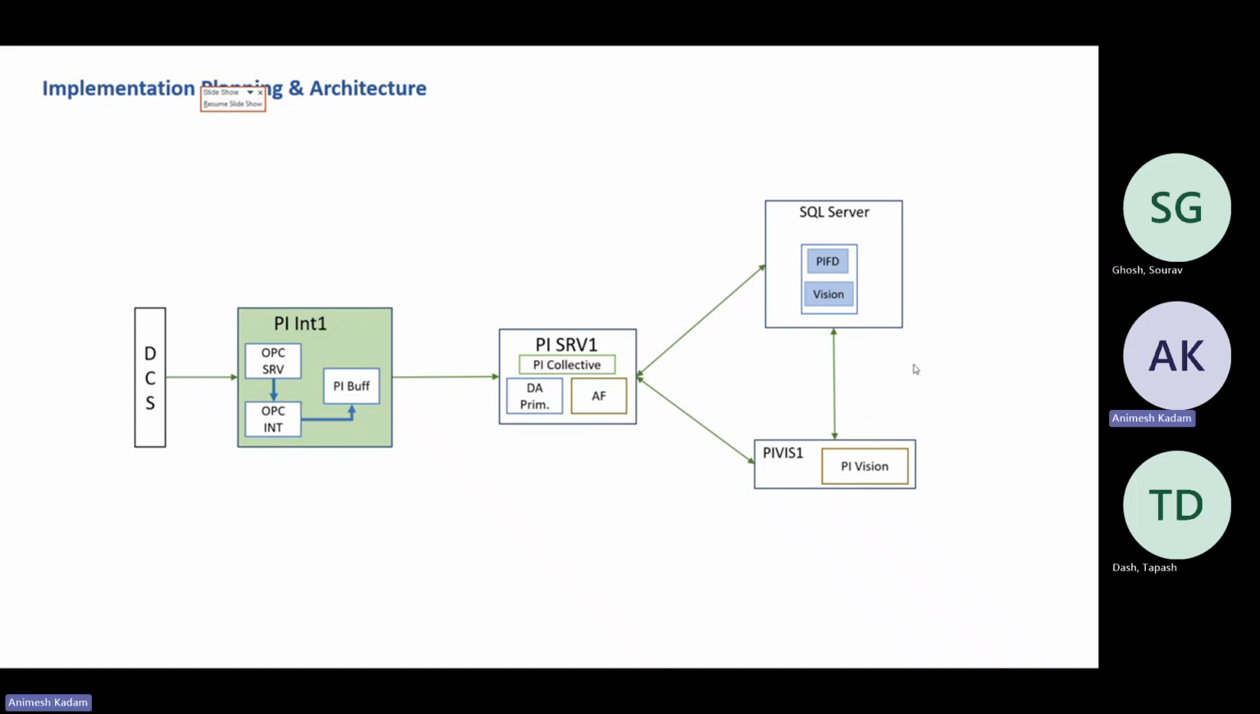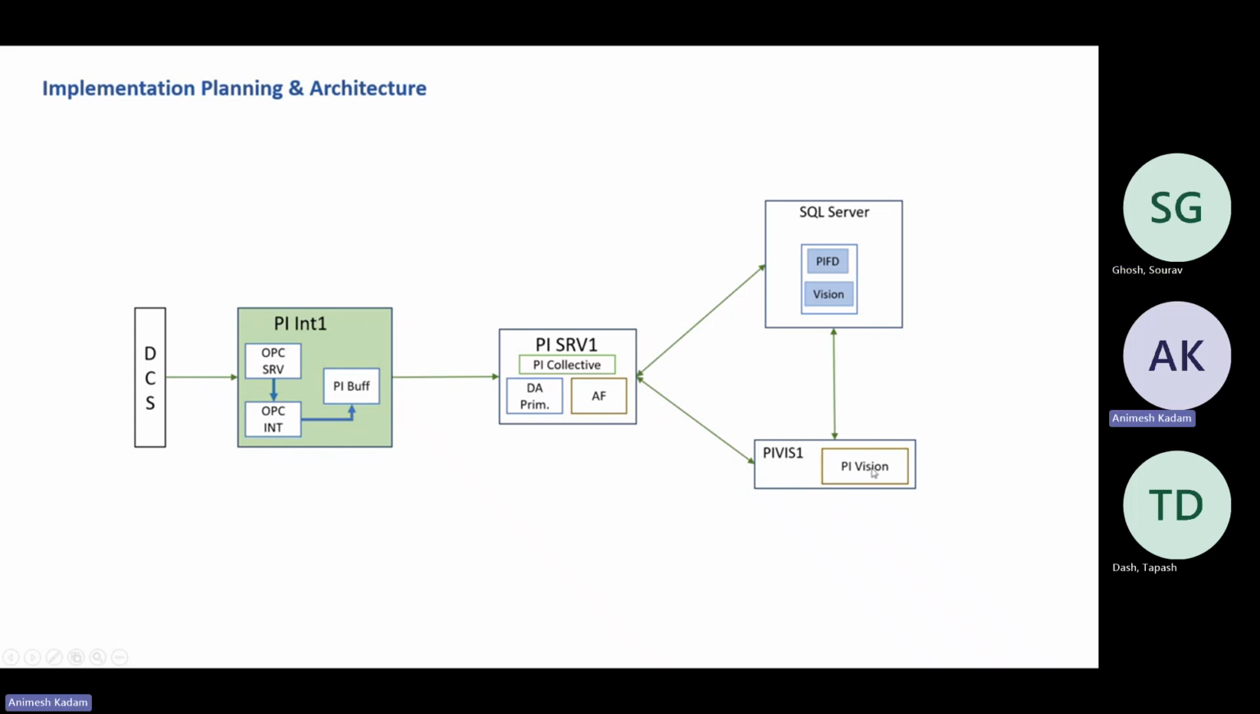And in this case, I have considered SQL server as a separate machine. Else, you can just keep it on the Pi server. No, let it be. Let my SQL server be a separate machine. Now, where does the IIS server sit? Your Pi Vision is installed on a separate machine using IIS.